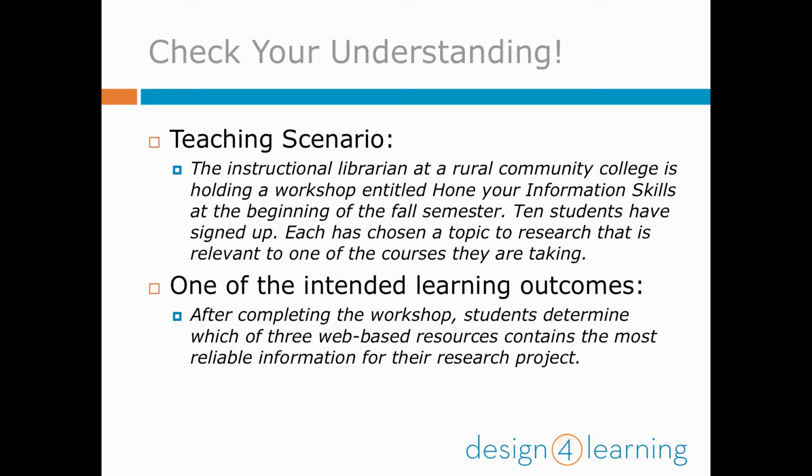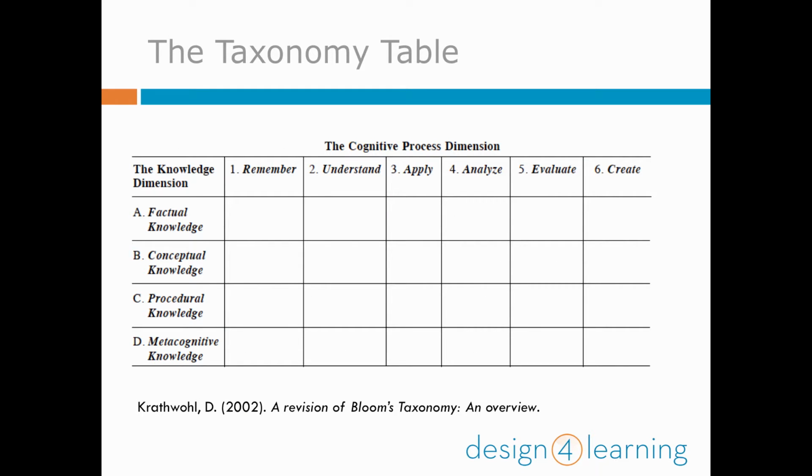Here's one of her intended learning outcomes. After completing the workshop, students determine which of the 3 web-based resources contains the most reliable information for their research project. Here's the taxonomy table again. In which cell do you think I should place the X? I'll give you some wait time to think about it. Okay, time's up. I would place the X right here.